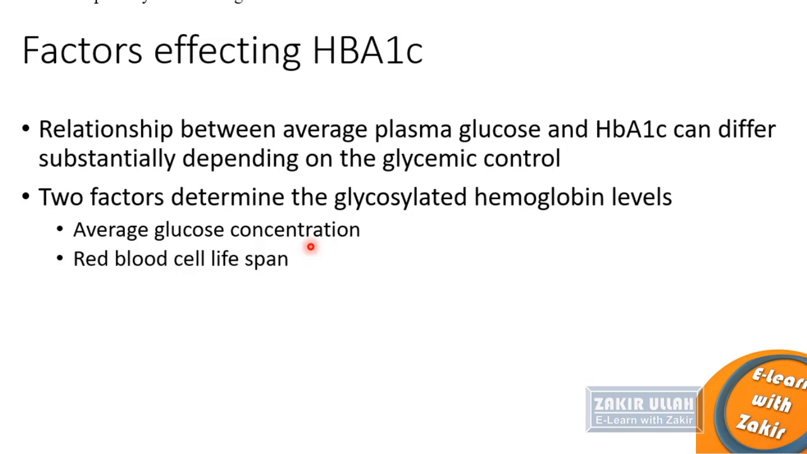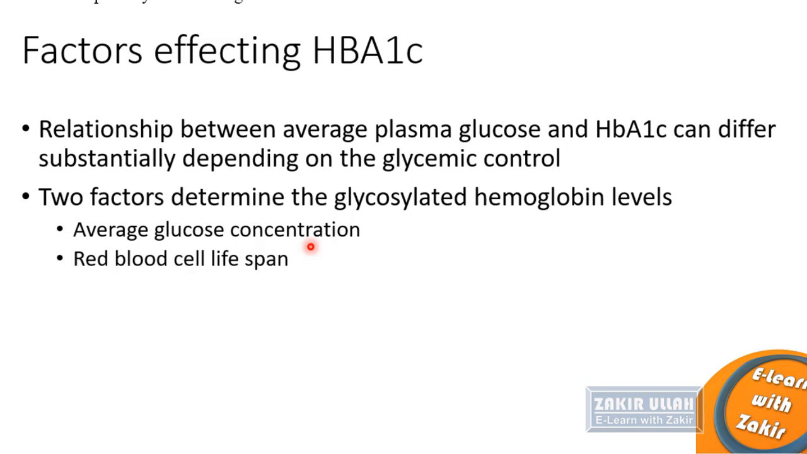The second thing that affects the HbA1c level is the red blood cell lifespan. What is the lifetime of a red blood cell? If it completes the full 120 days, the HbA1c level will be higher. In another case, if there are any hemoglobinopathies, hemoglobin disorders, or any other red blood cell disorder, the red blood cells may die before their 120 days. So it can decrease the HbA1c level as compared to the average glucose concentration.